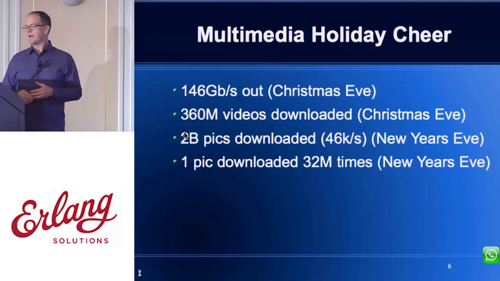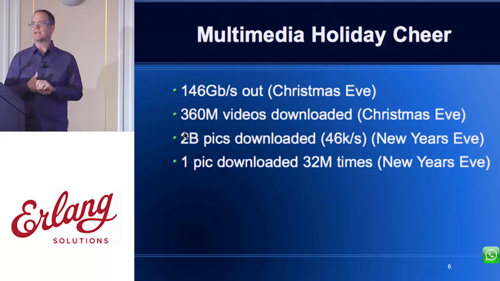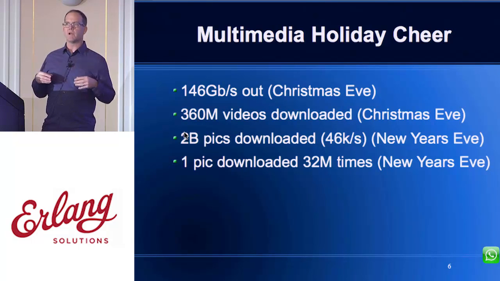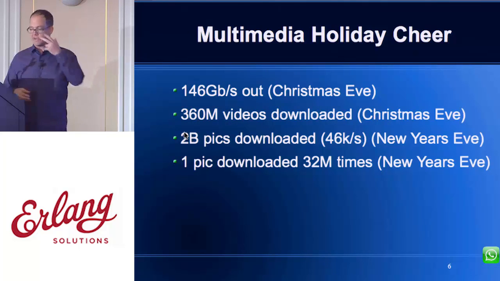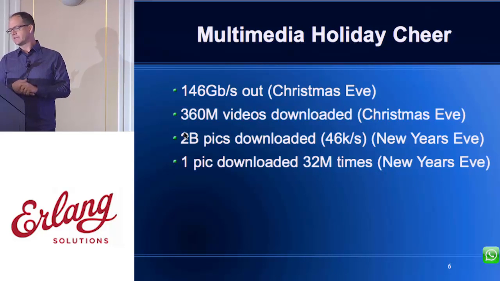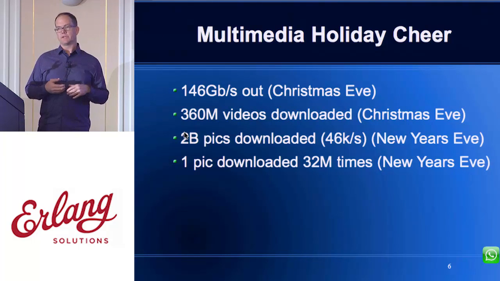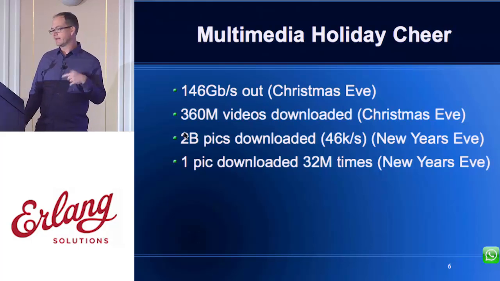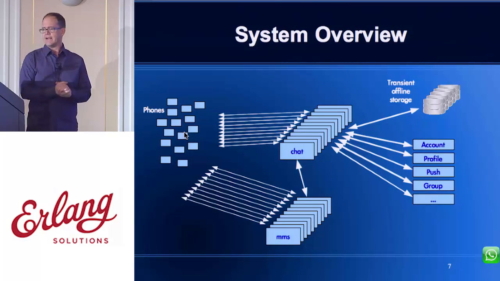In terms of multimedia, the holidays become our biggest throughput time. On Christmas Eve, we were pushing out at peak about 146 gigabits per second, which, when you consider that we're not streaming HD to the home, and these are small video files going to phones, is quite a bit of bandwidth. We had 360 million videos go out on Christmas Eve. About 2 billion photos were downloaded on New Year's Eve at a peak rate of 46,000 a second. And we had one picture that was extremely viral on New Year's Eve that got forwarded 32 million times. So that's kind of the scale of things.